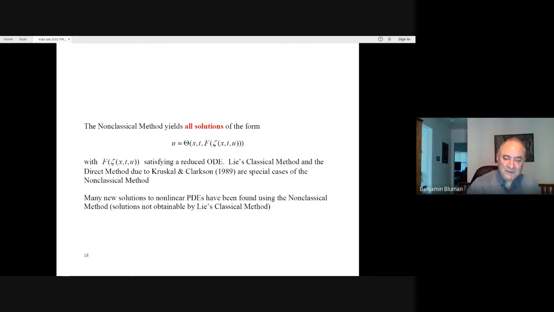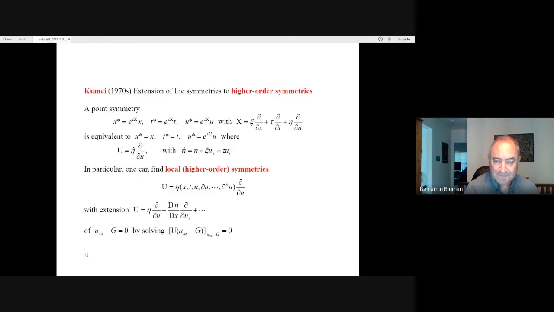So as mentioned before, many new solutions to nonlinear PDEs have been found using the nonclassical method, including going beyond the direct method, which is more cumbersome to use anyhow. Okay, a former student of mine, Tsuyoshi Kumei from Japan, in the 1970s, had extended Lie's symmetries to higher order symmetries. Now, in actual fact, Noether, in her famous paper in 1918, implicitly mentioned infinitesimals depending on higher derivatives. So she actually anticipated this in 1918.